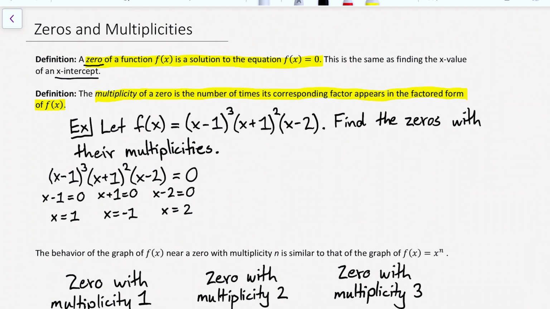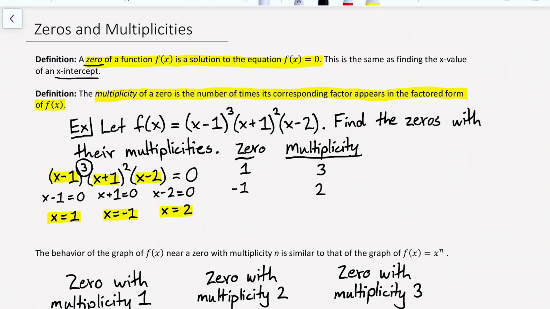These are the zeros of f of x, and they each correspond to a linear factor of f of x. So x equals 1 corresponds to this factor, x equals negative 1 corresponds to this factor, x equals 2 corresponds to this factor. So here's what we can say about the zeros. 1 is a zero with multiplicity 3, because the zero, x equals 1, corresponds with this factor that appears 3 times in the factored form of the polynomial.